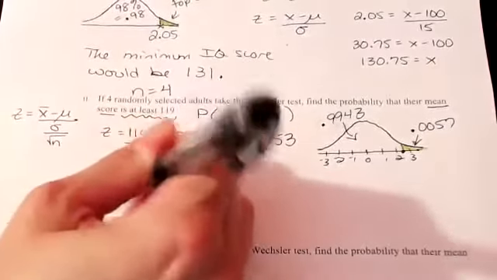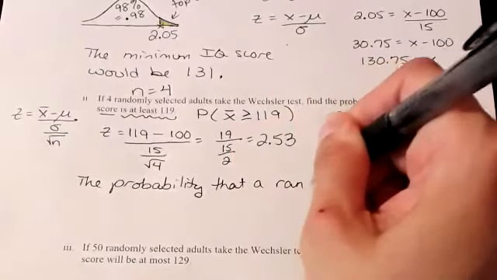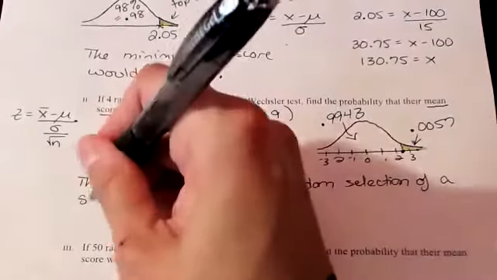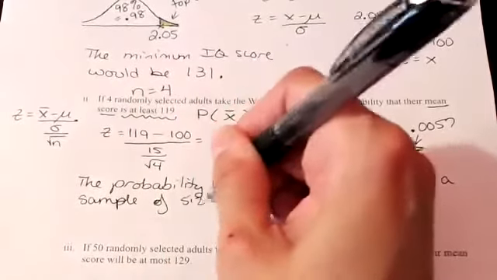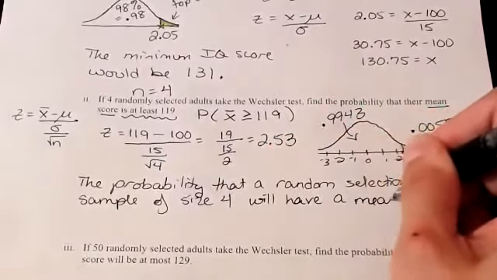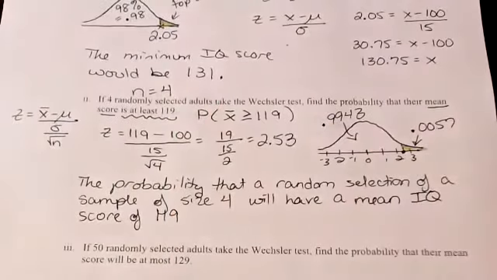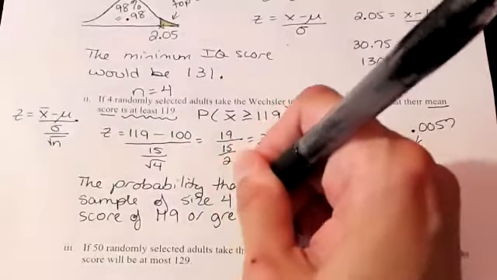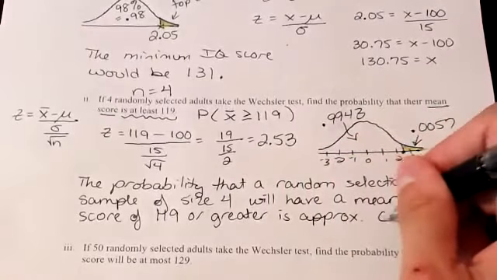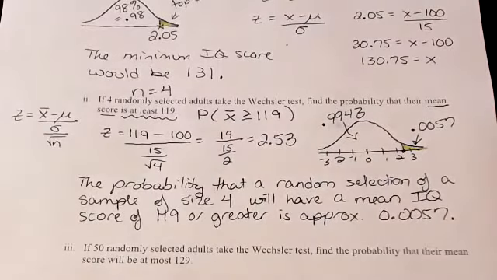Okay, let's write a statement. The probability that a random selection of a sample of size 4 will have a mean IQ score of 119 or greater is approximately 0.0057, aka this is highly unlikely.